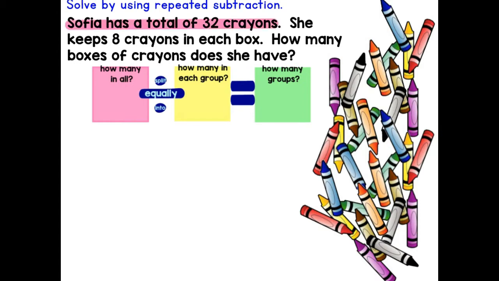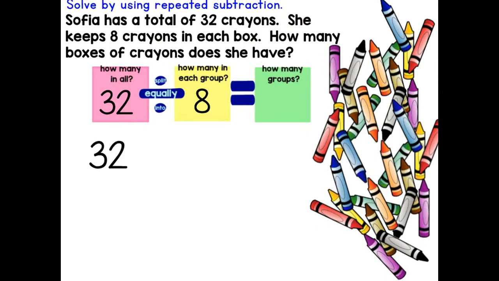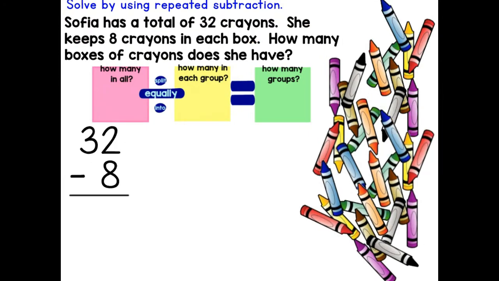We know that this is a division problem because the problem starts by telling us that Sophia has 32 crayons in all. Then we find out that she keeps 8 crayons in each box. So we need to see how many groups of 8 she can make with 32 crayons in all. So we're starting with the 32 and we're going to subtract 8.